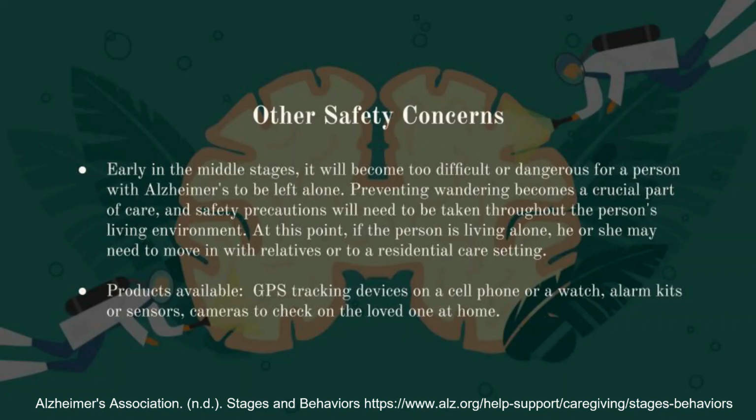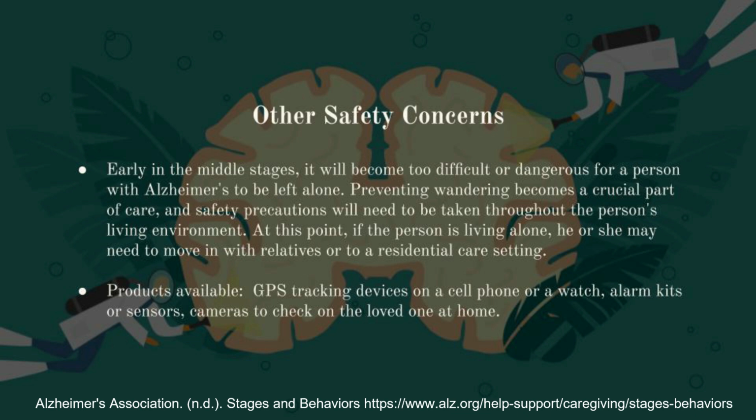Now, other safety concerns in these middle stages of dementia is that it will become too difficult or dangerous for a person with Alzheimer's to be left alone. Preventing wandering becomes a crucial part of care, and safety precautions will need to be taken throughout the person's living environment. At this point, if the person is living alone, he or she may need to move in with relatives or to a residential care setting.